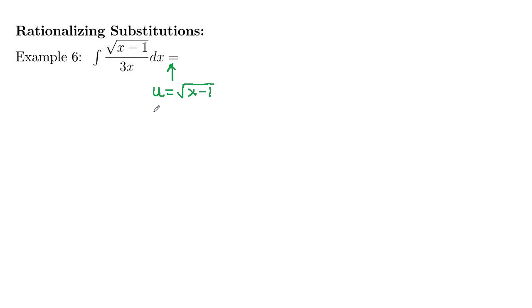So before you find du here, let's square both sides. So u squared will be square root x minus 1 squared, which will just be x minus 1. And now take the differential of both sides. So on the left, 2u du will equal, on the right, derivative with respect to x is 1 dx.